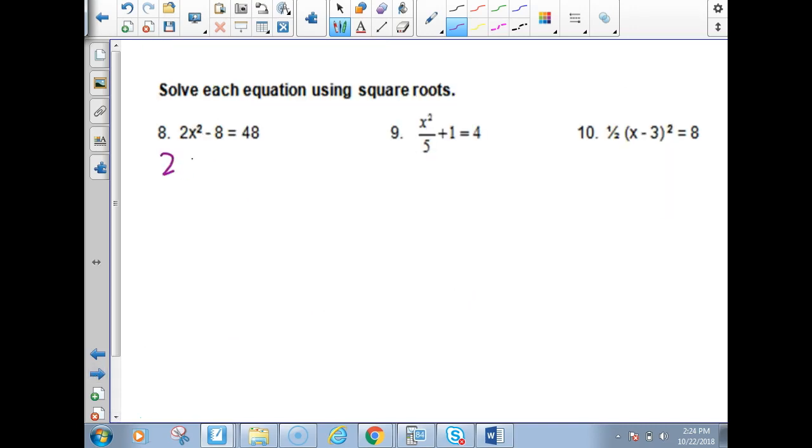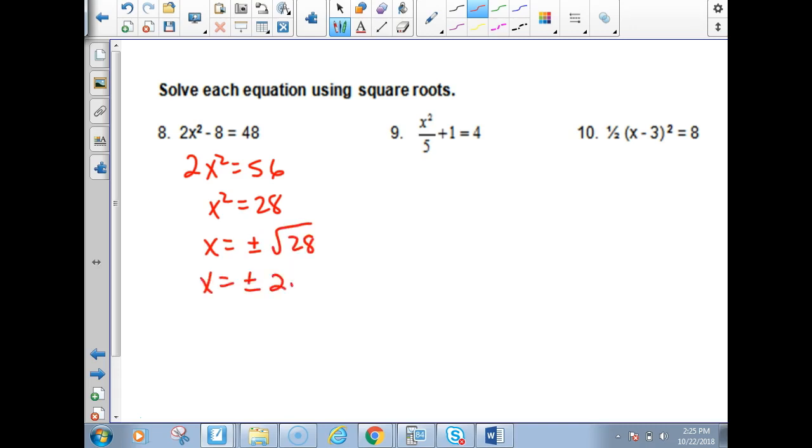Number 8, you want to set 0 first by subtracting 48 from both sides. Oh, it says solve by square root. Oopsie, I was about to do solve by factoring. I'm not going to solve by factoring because it says solve by square roots, and you must do the method that's requested. So add 8 to both sides, giving you 2x squared equals 56. Divide by 2, which is 28. And then x will equal plus or minus the square root of 28, which needs to be simplified to 2 times the square root of 7, because 28 is 4 times 7, and 4 is a perfect square.